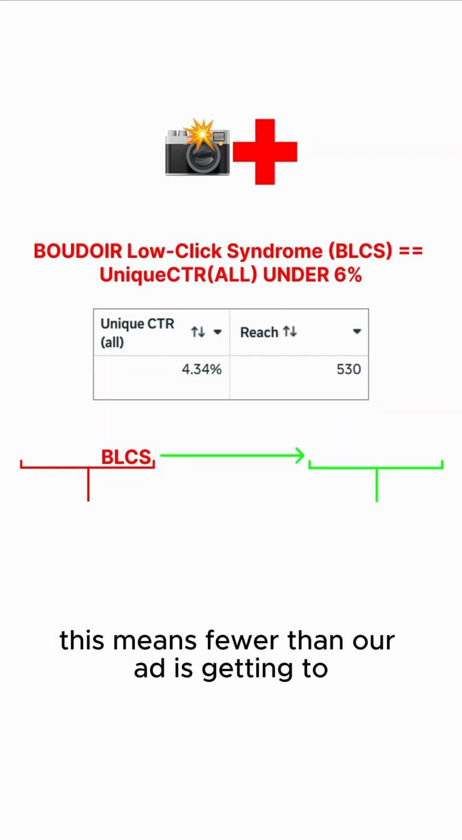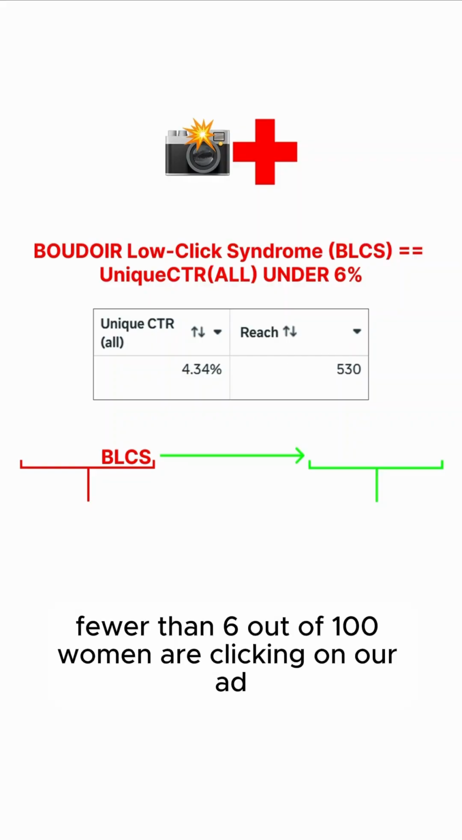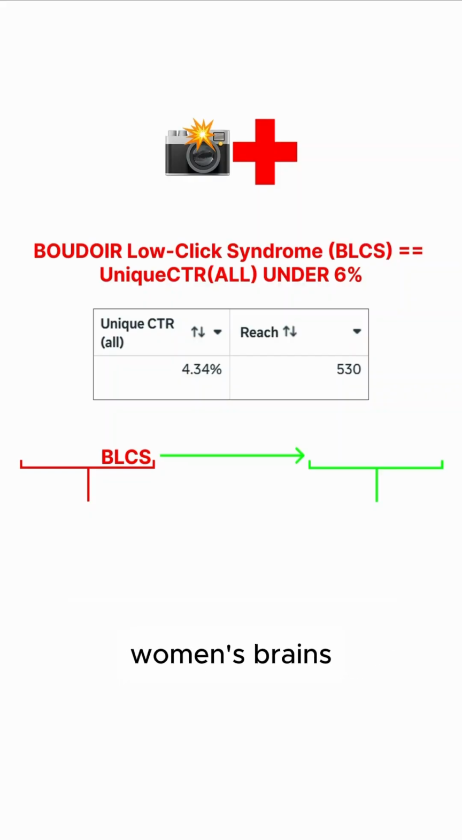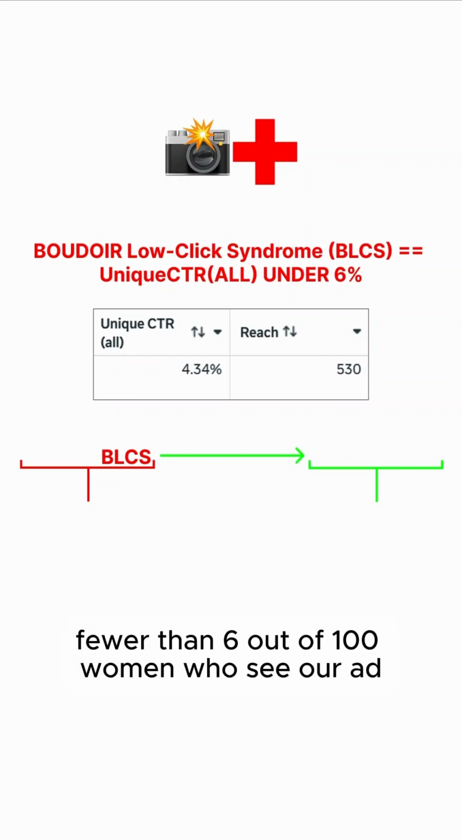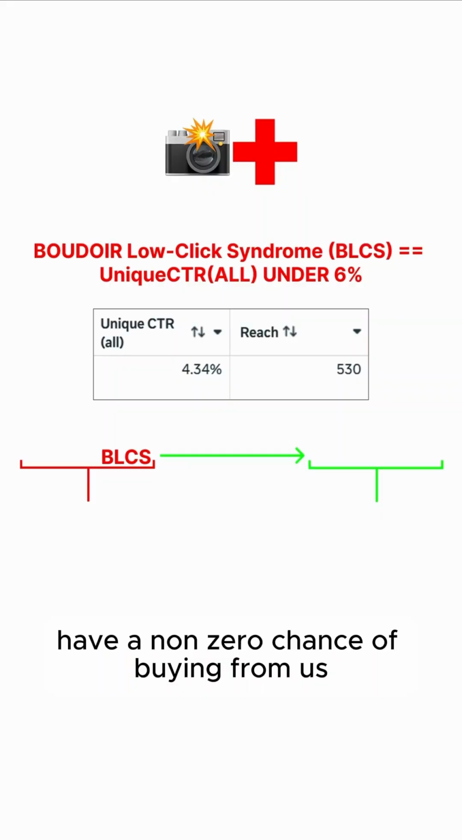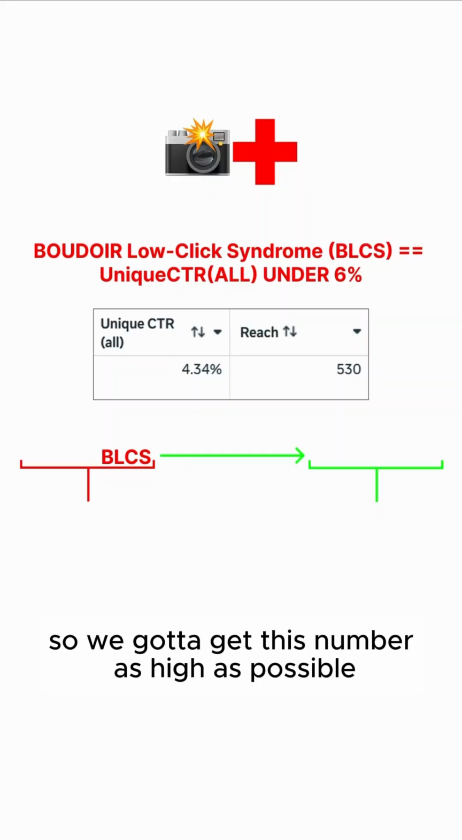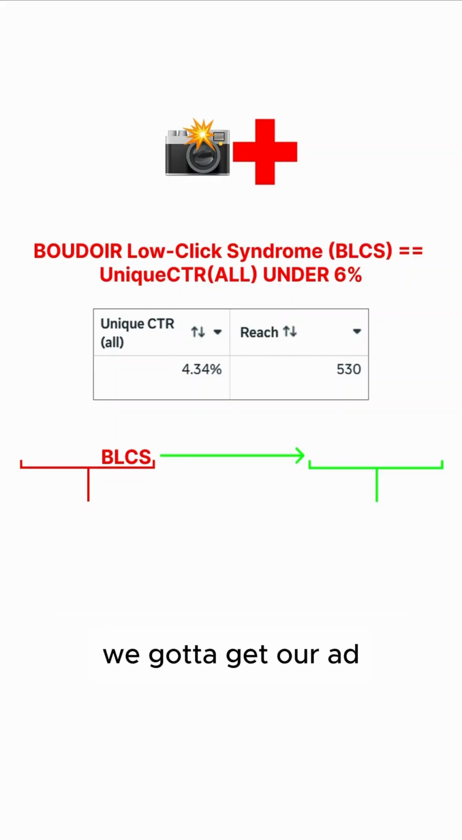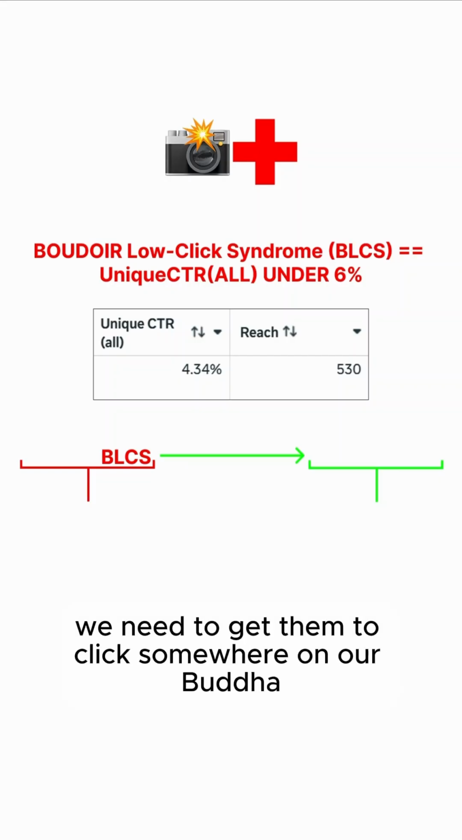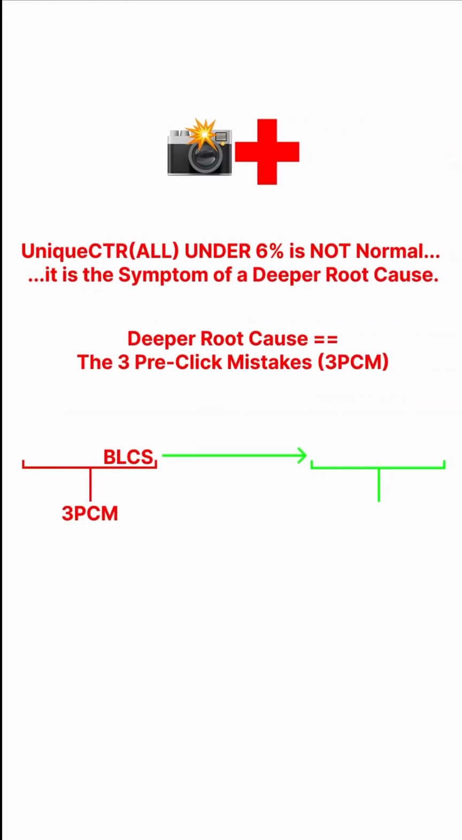So it means fewer than 6 out of 100 women are clicking somewhere on our ad, which means our ad is getting into fewer than 6 out of 100 women's brains, which means fewer than 6 out of 100 women who see our ad actually have a non-zero chance of buying from us. So we gotta get this number as high as possible. We gotta get our ad into as many women's brains as possible. But if they just scroll by our ad, that doesn't happen. So we need to get them to click somewhere on our boudoir Facebook ad.